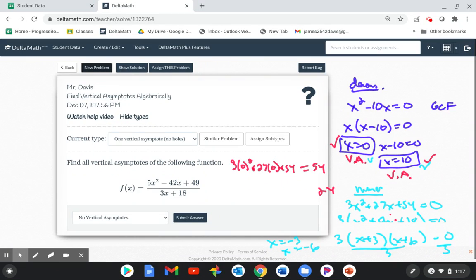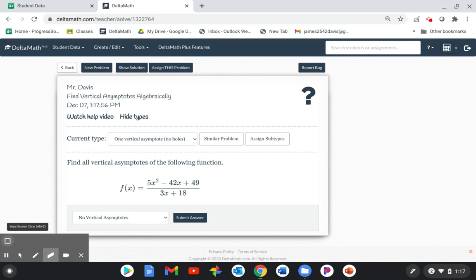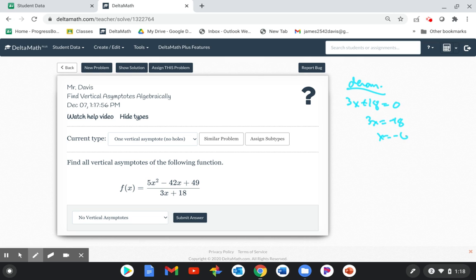That's another, let's do one more, maybe a little bit more challenging one. This will be good. All right, let's go ahead and first find the zeros of the denominator. Easy part, very easy one to solve. We just get 3x is negative 18, so x is negative 6.